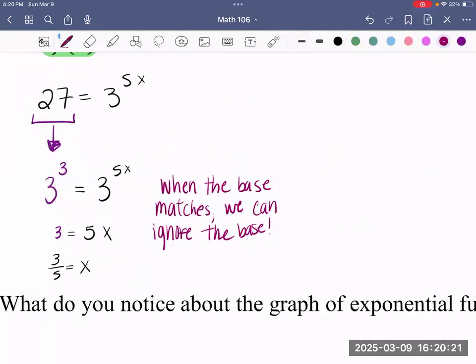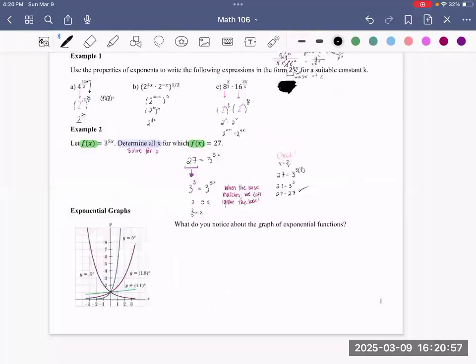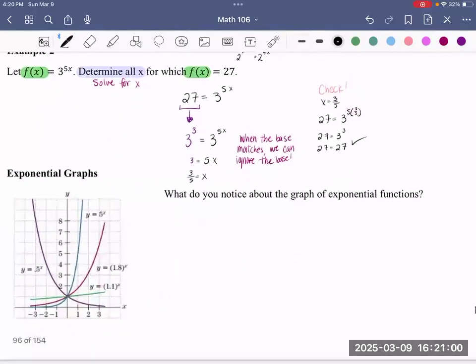Now, you could always check your answer as well. So check. If we know that x is equal to 3/5, and we know that we have 27 is equal to 3 to the 5x, and x is now 3 over 5, we can conclude that if we scratch out these two 5's, because we have one on top and the bottom, that we have 27 is equal to 3 to the 3rd. So 27 and 3 to the 3rd is 27. So you can always confirm by putting it back into your original equation and see, does it actually work?